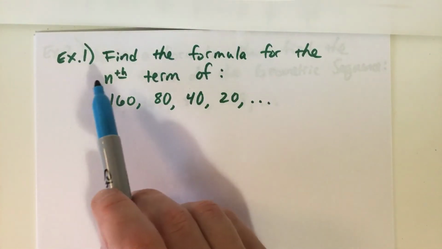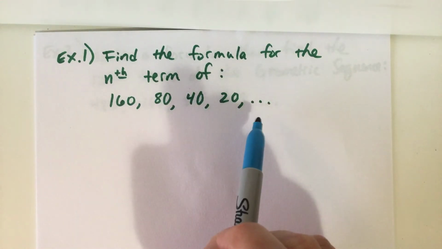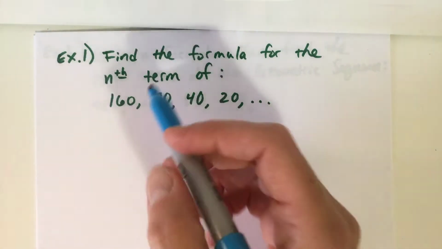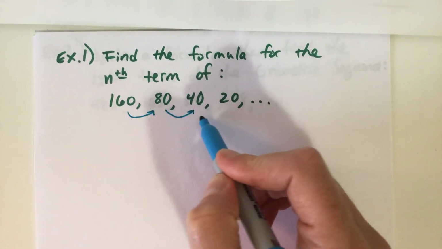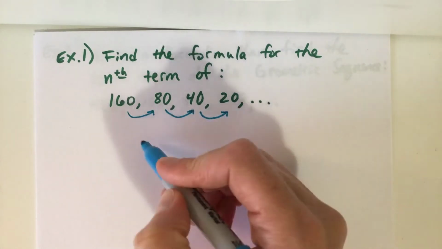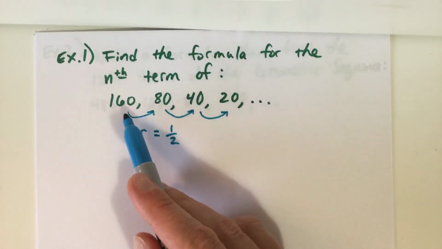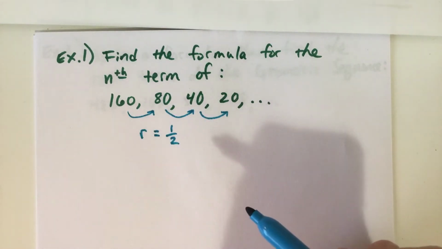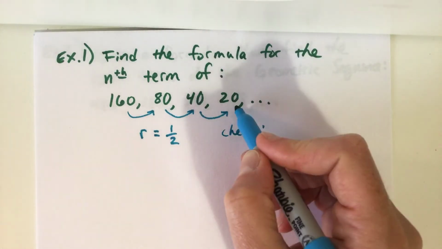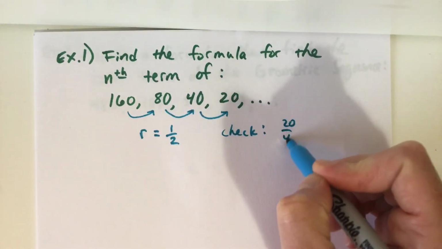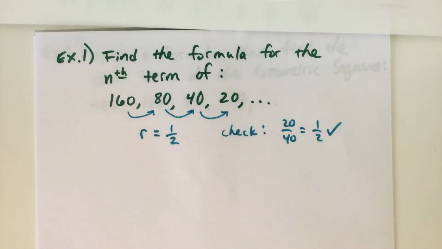Here's our first example. We'd like to find the formula for the nth term of this sequence. Well, first, let's double check that this is a geometric sequence. As we go from 160 to 80, and from 80 to 40, and from 40 to 20, that common ratio is a half. Each term gets multiplied by a half to get to the next term. And remember, we can check that by dividing consecutive terms. If we divide 20 by 40, that equals 1/2, and that should work for any consecutive terms.